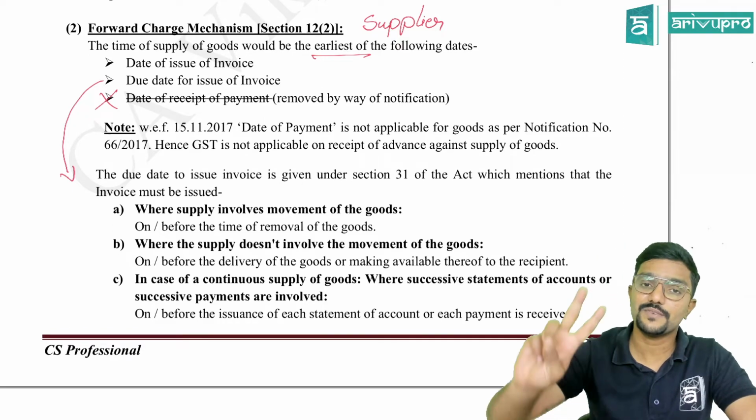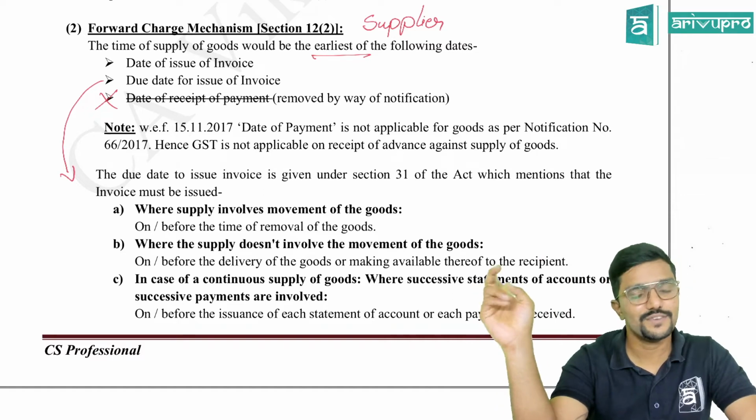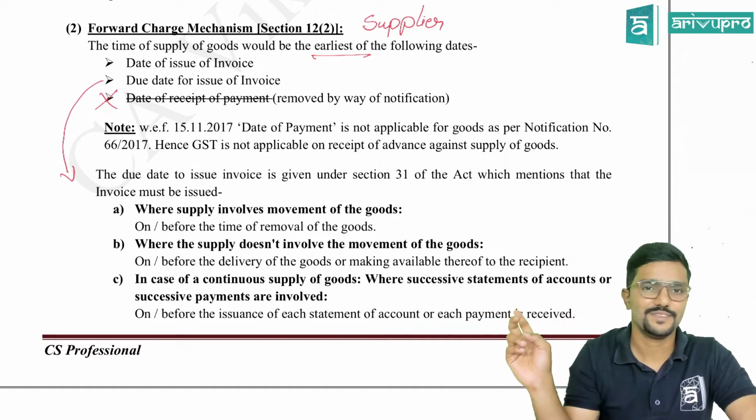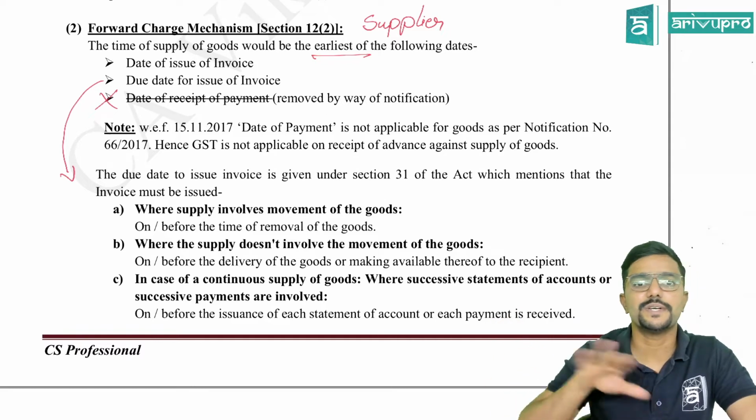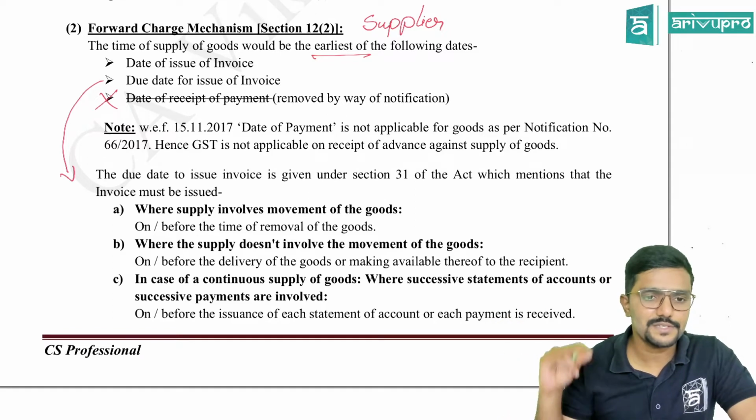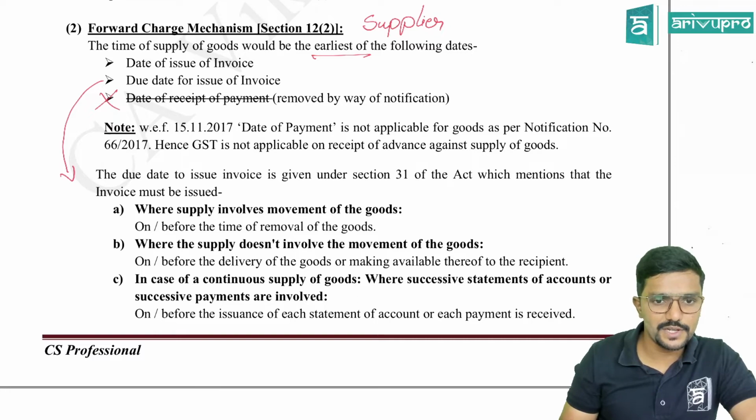Clear? But for services, it is not like this. For services, date of payment is there. One of the points there is date of payment. Clear? Only for goods, it has been removed. Fine, guys? Chalo. We'll learn services later.